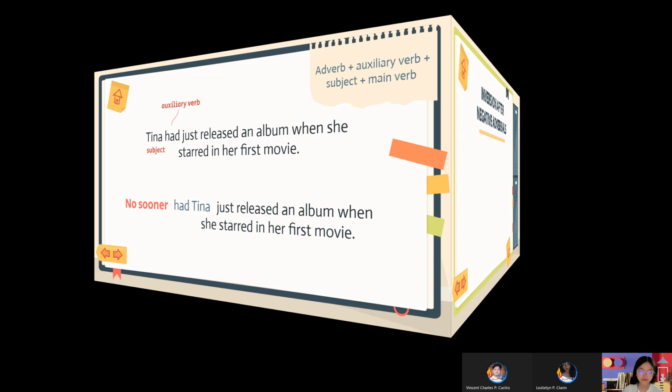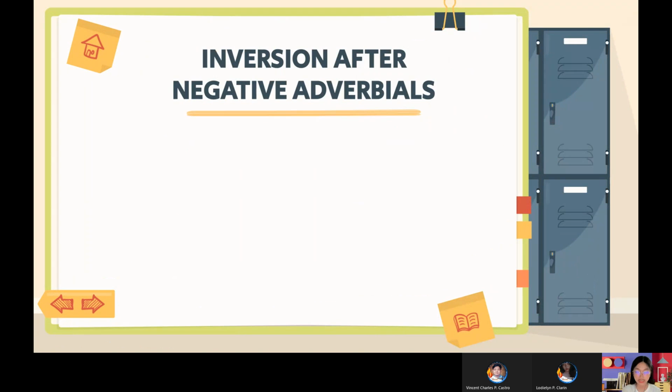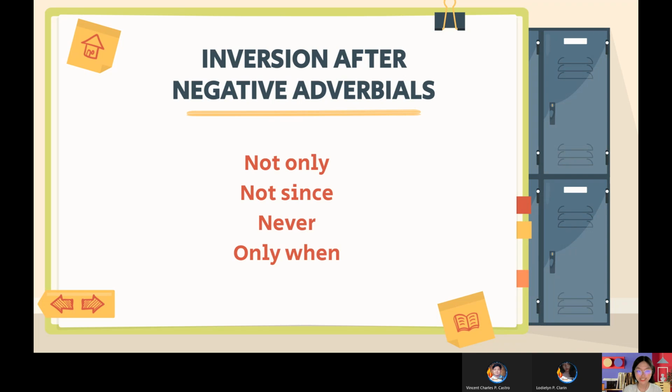So next, we have inversion after negative adverbials. English has a group of adverbs which limit the meaning of a verb and make it negative. Examples are not only, not since, never, and only when.